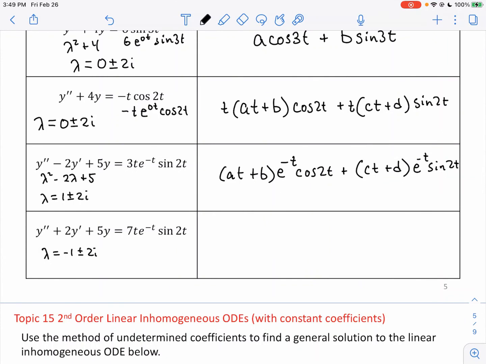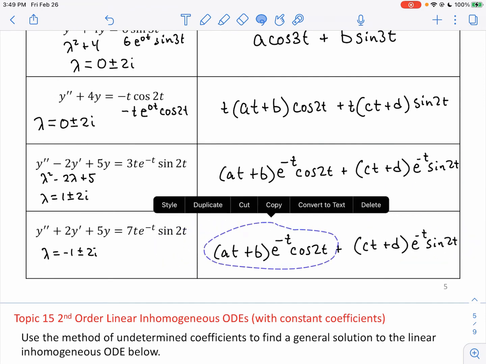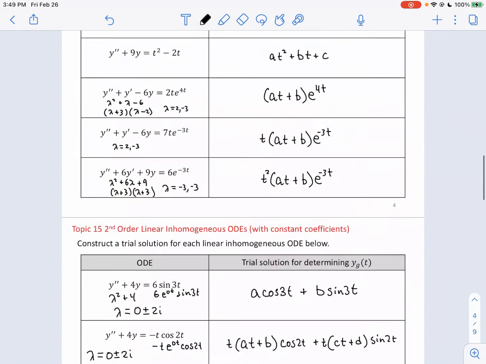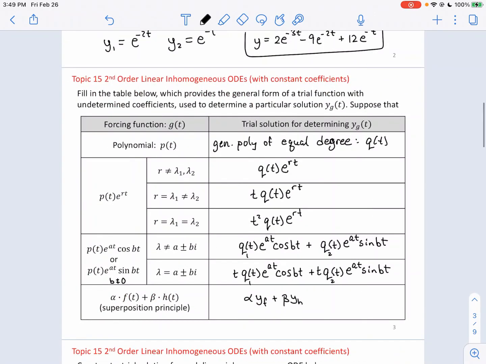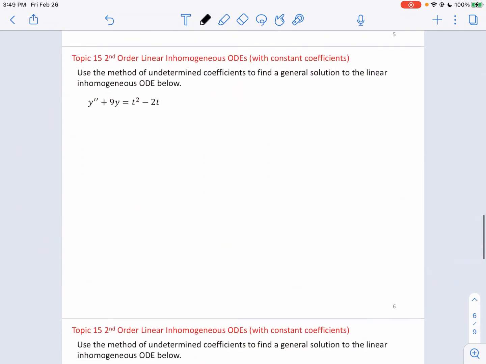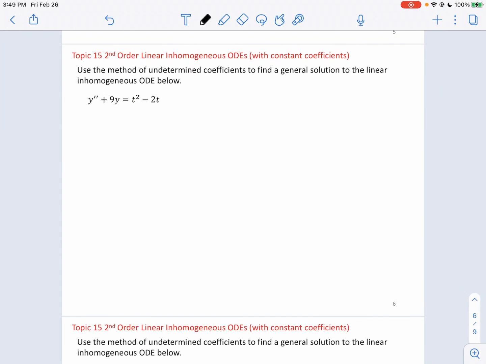So we're going to have to add the extra t's in front. Other than that, it's going to look a lot like we just did up here. But you're going to need an extra t in front and an extra t in front. Okay, that's how you make use of this table to come up with a trial solution for determining what your particular solution to the inhomogeneous ODE is going to be. And then once you do that, you can determine what those coefficients are.